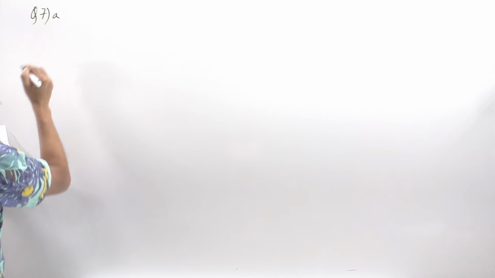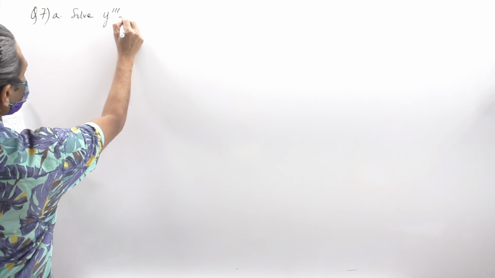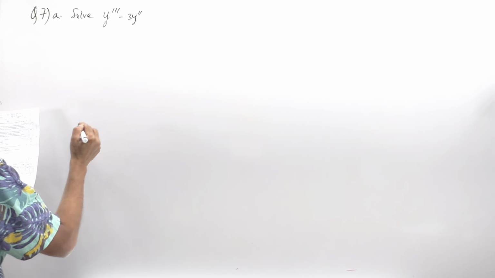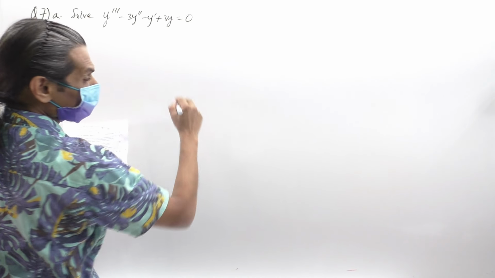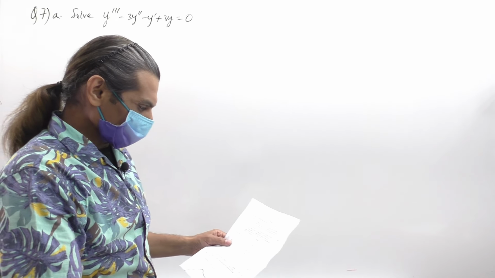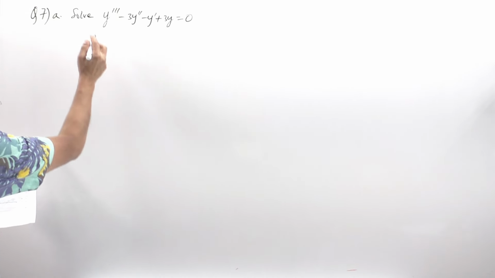Now module 4, question 7a, it says solve y triple dash minus 3y double dash minus y dash plus 3y equals 0. Very simple question, but they ask for 6 marks. So this question can be easily done in 1 minute, 60 seconds by using a calculator, but they have asked the question here for 6 marks, so you need to write the steps.